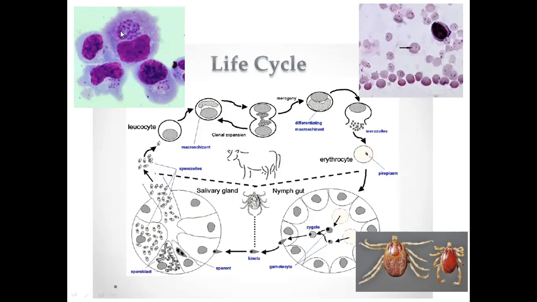I'm repeating. There are two stages that are really important. One is the schizont stage, which is inside the WBC. In case of Theileria annulata, it is specifically in the macrophage or the monocyte. Then the next stage is the piroplasm, which is inside the RBC. This macroschizont, which occurs inside the cytoplasm of the macrophage, allows the cell to divide by mitosis. Subsequently, they cause destruction or lymphoexhaustion, and they jeopardize the host immunity.